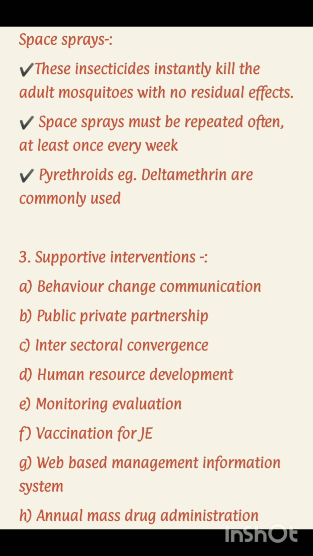Now, what can be the supportive interventions in this? Behavior change communication, as I told you earlier, public private partnership, then different sectors integration, that is intersectoral convergence, human resource development, monitoring evaluation, vaccination for the Japanese encephalitis, web based, internet based management information system, and the annual mass drug administration. So, these are the different simple steps which we can take which can prevent the transmission of different vector borne diseases. These should be integrated.